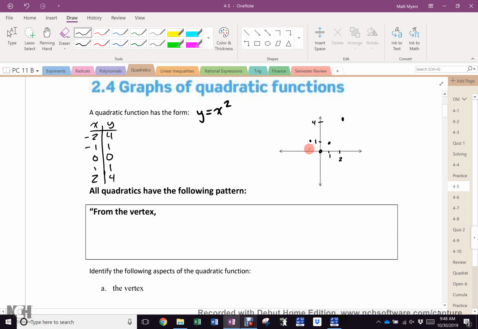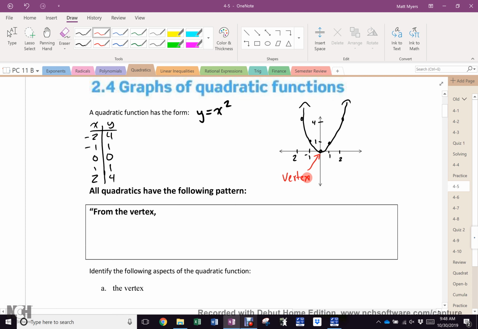Negative 1, 1. And negative 2, 4. And it makes that curve, yeah? Now, we already know some of the terms here. What do we call that point right there where the parabola turns back up? That's our vertex.